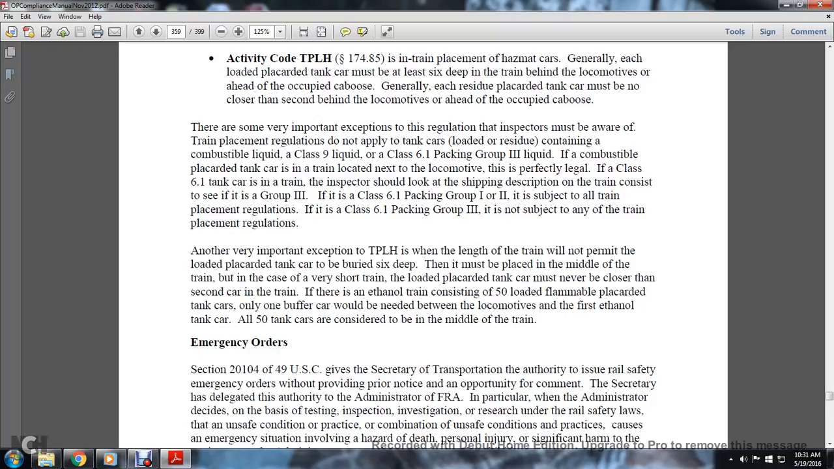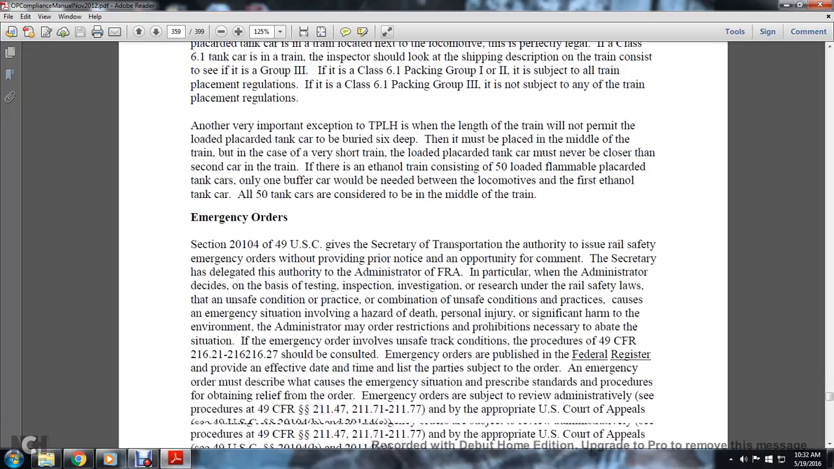Activity code TPLH, statute 174.85, is the train placement of hazard cars. Generally, each loaded flat car or tank car must be at least six deep in the train behind the locomotive at the head of the train, or ahead of the occupied caboose. Generally, each residual flat car or tank car must not be closer than the second behind the locomotive, or ahead of the caboose.